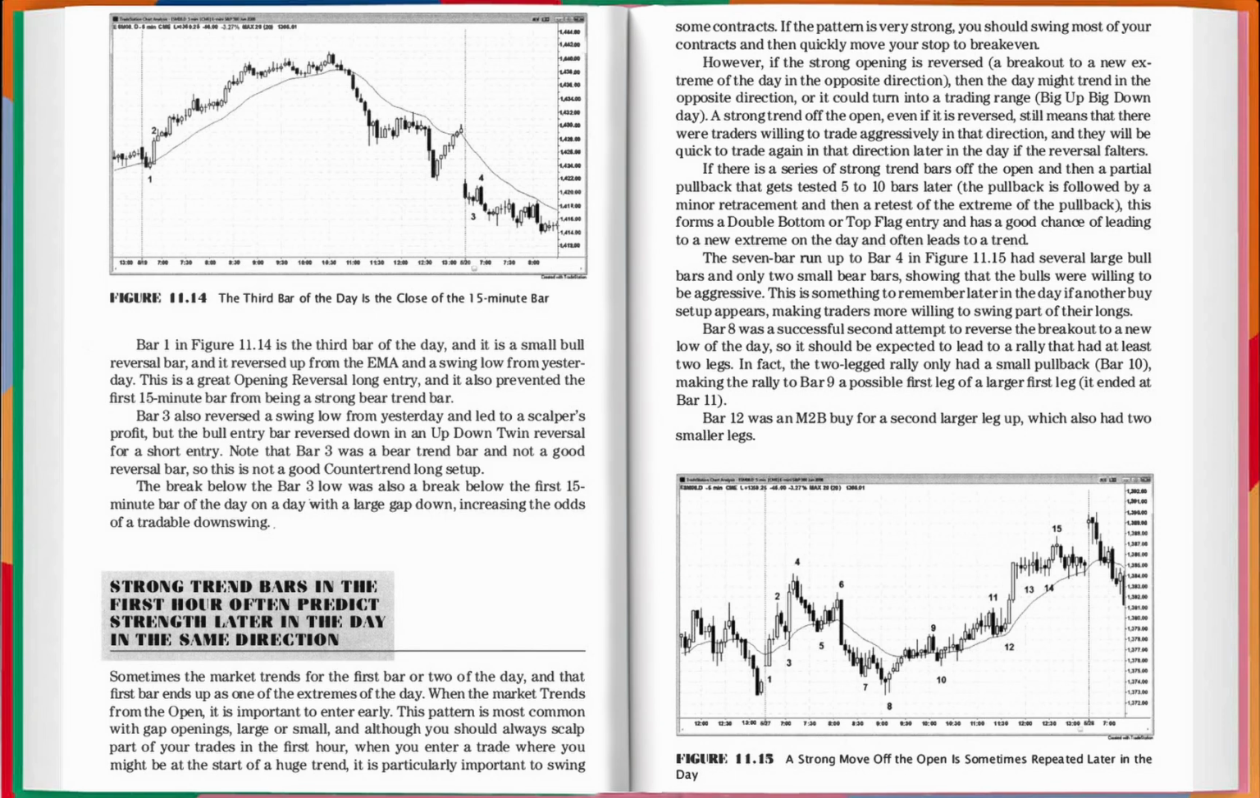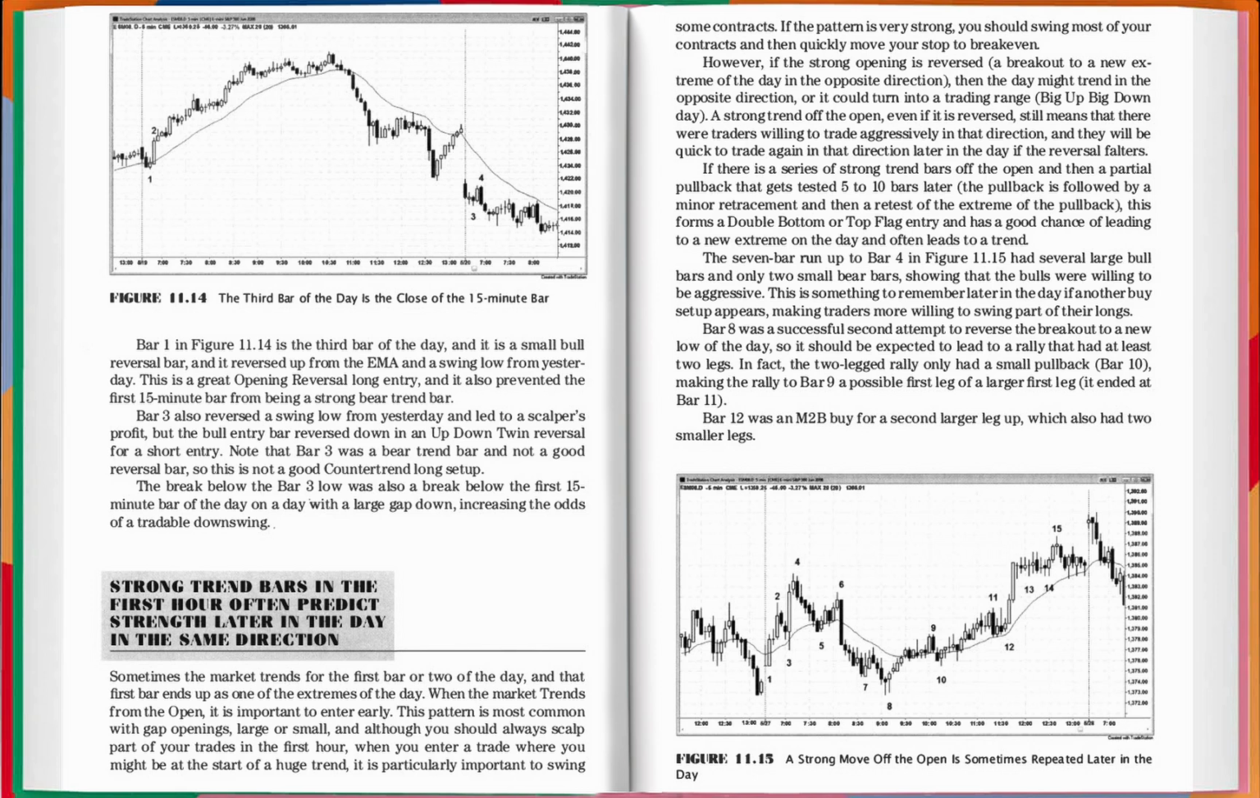Bar 1 in figure 11.14 is the third bar of the day, and it is a small bull reversal bar, and it reversed up from the EMA and a swing low from yesterday. This is a great opening reversal long entry, and it also prevented the first 15-minute bar from being a strong bear trend bar. Bar 3 also reversed a swing low from yesterday and led to a scalper's profit, but the bull entry bar reversed down in an up-down twin reversal for a short entry.